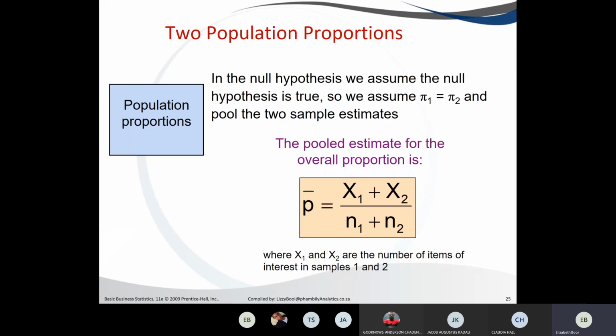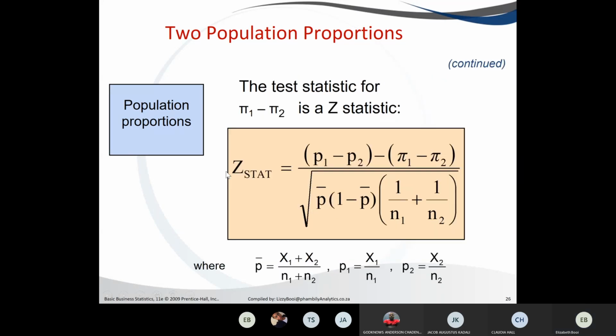And we will use this when we calculate the test statistic, because we will use the pooled estimate when we calculate the standard error as well. And this is the test statistic which you will use to make a conclusion based on the critical value that you will get, and the test statistic you will use to make your decision.